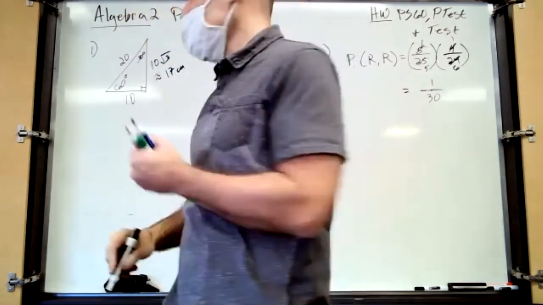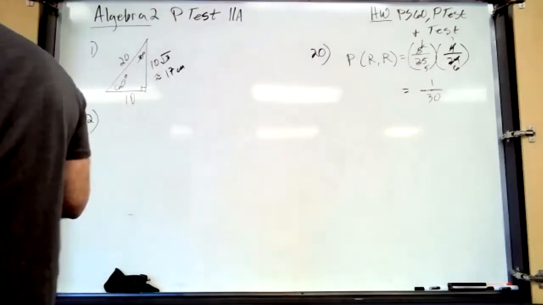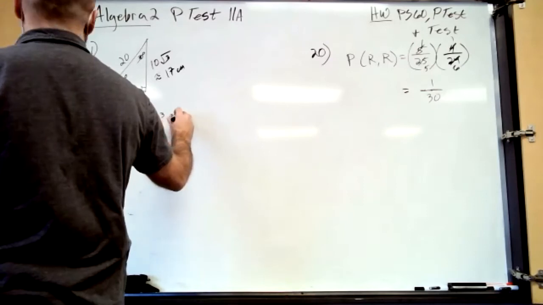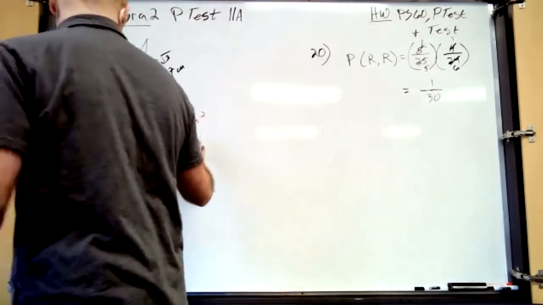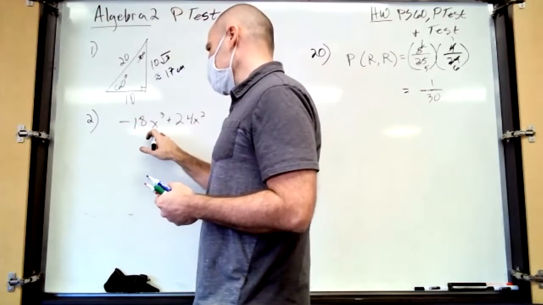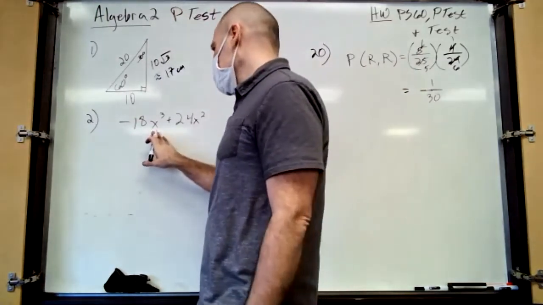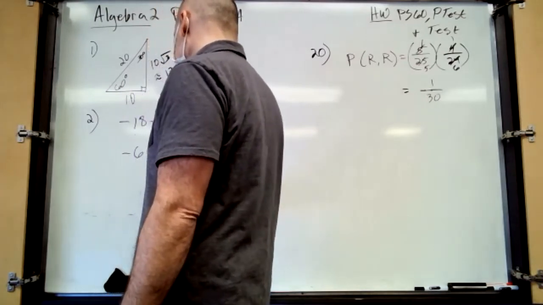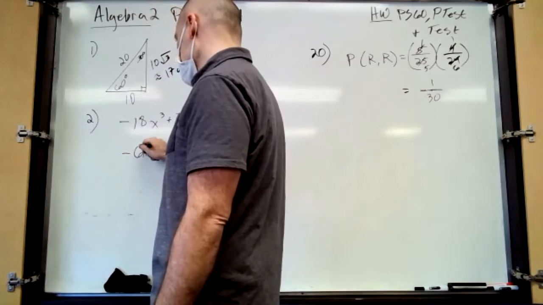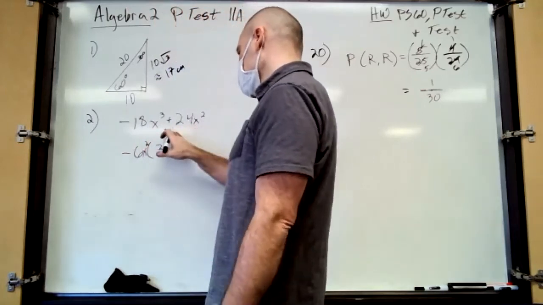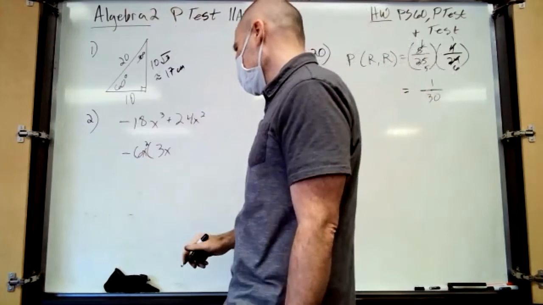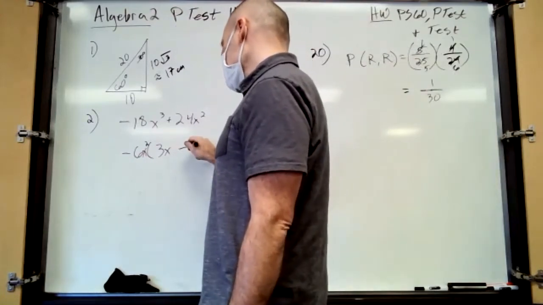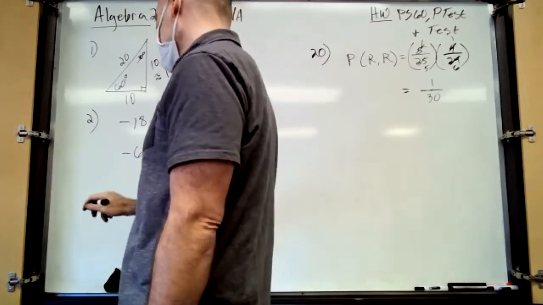Okay, number 2, factor. First step of factoring is take out a greatest common factor. And the greatest, and this is a 6, but I want to make sure my biggest exponent is positive. So take out a negative 6 and you get 3x. Oh, and x squared goes into both of those. So when you're looking for greatest common factor of variables, you're just looking for the smallest exponent. Take out a negative 6x squared, you get 3x minus 4, and that's it.